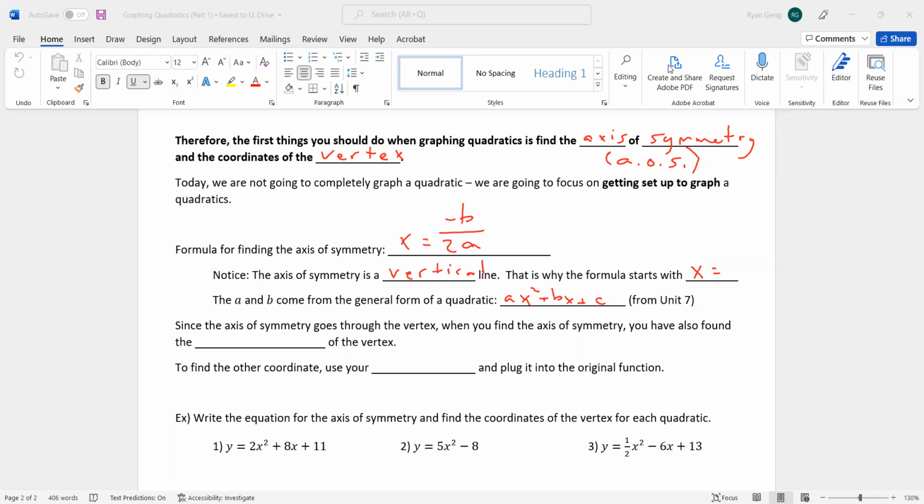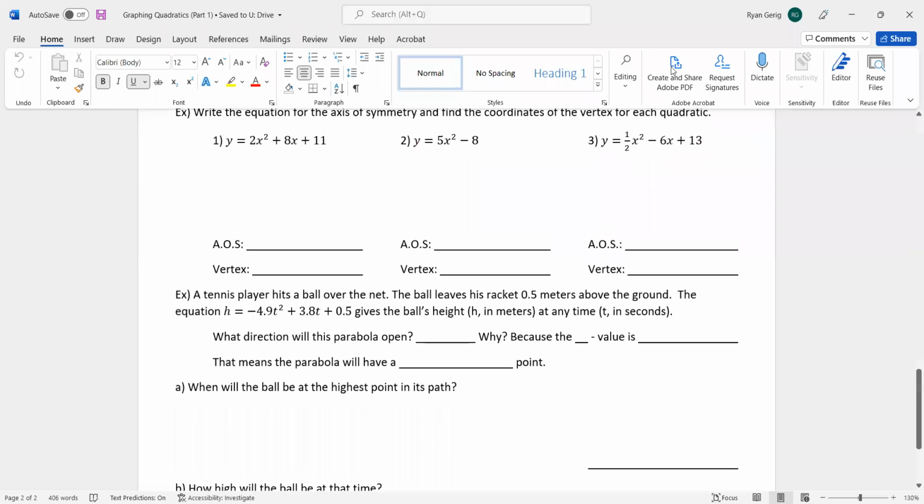All right. Since the axis of symmetry goes through the vertex, when you find the axis of symmetry, you have also found the x coordinate of the vertex. To find the y coordinate, to find the other coordinate, use your value that you just found and plug it into the original function. All right. So some practice problems, and you're going to get very sick of this probably.